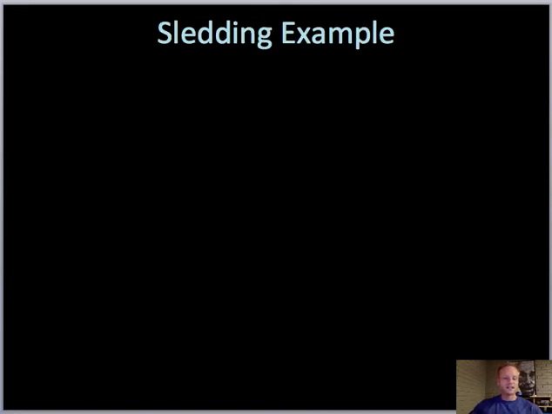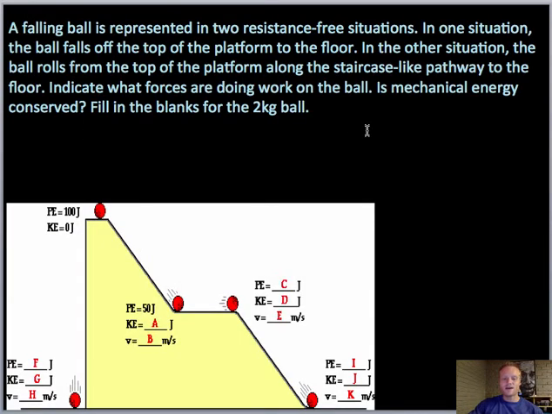Okay, let's do an example problem where we actually deal with some numbers. It says a falling ball is represented in 2 resistance-free situations. So there's no friction, basically. In one situation, the ball falls off the top of the platform to the floor. In the other situation, the ball rolls from the top of the platform along the staircase-like pathway to the floor. Indicate what forces are doing work on the ball, whether mechanical energy is conserved, and then fill in the blanks for the 2-kilogram ball.